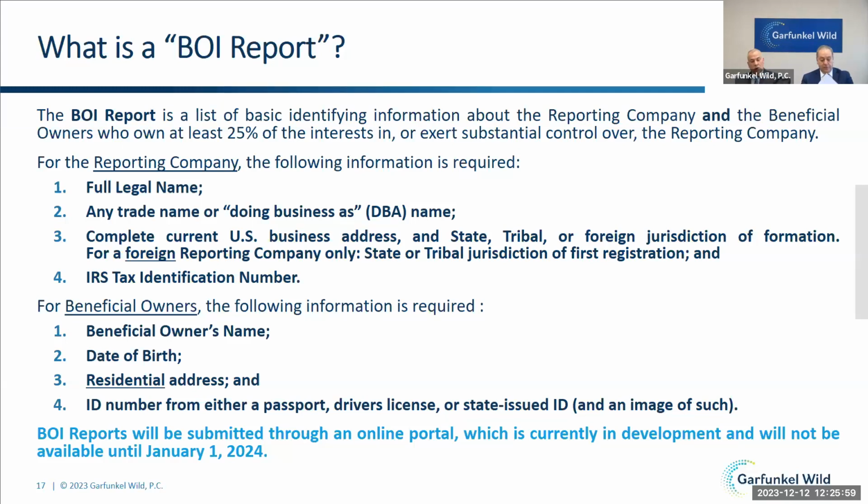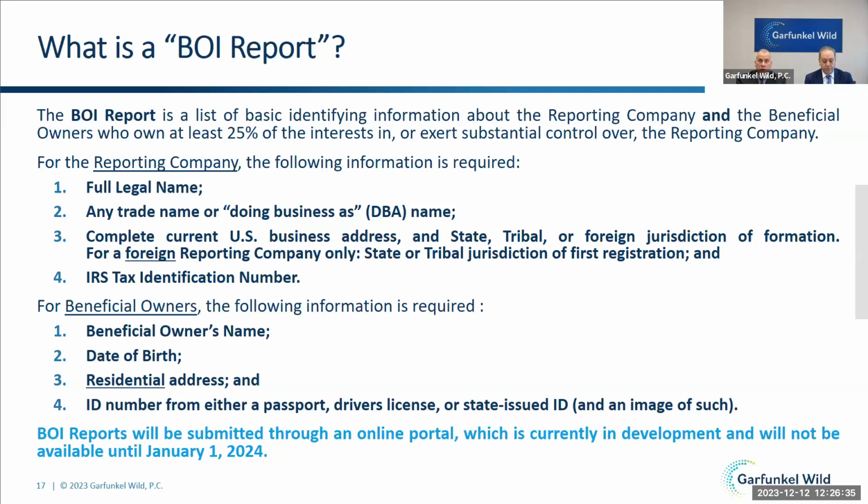Great, thank you, David. So let's look at the beneficial ownership information. The beneficial owner's name, date of birth, residential address, an ID number from a passport, driver's license, or state-issued ID. That is a lot of very personal information. And when you are working to facilitate capital infusions, or you're looking to create a joint venture, you cannot have an individual say, I'm going to stand behind the curtain. I'm going to be an owner, but I don't want to be disclosed or anything like that. That does not work anymore.